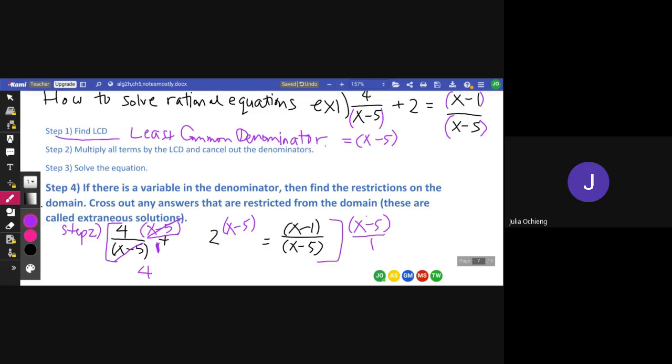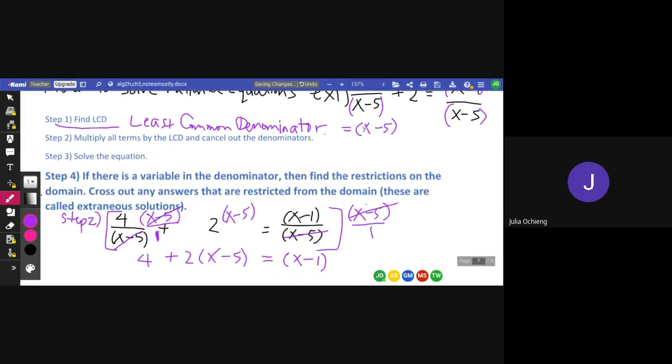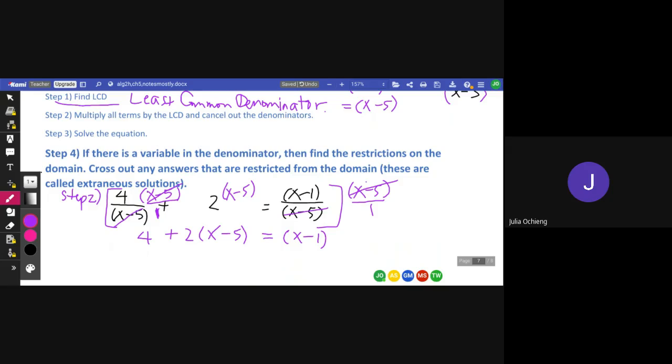The second one, nothing cancels out. So it's just plus 2 times parentheses x minus 5. And then this term, the x minus 5s are going to cancel out, so you're just going to be left with x minus 1. Okay. This now is a much easier equation to solve. So then we get to step 3, which is solve the equation. Now, to solve this, we have to first simplify it.